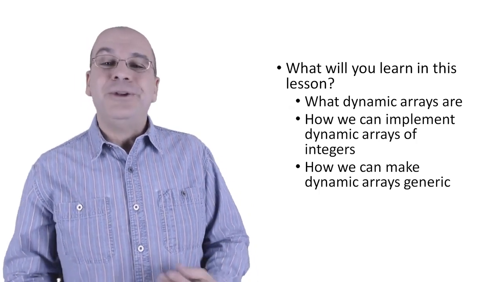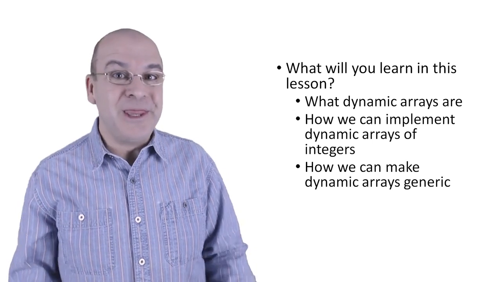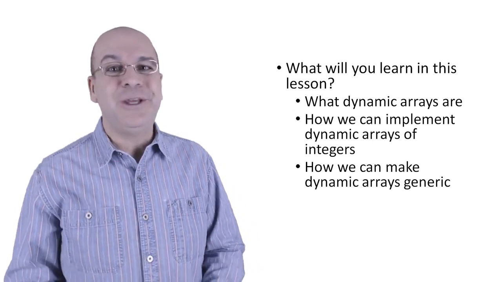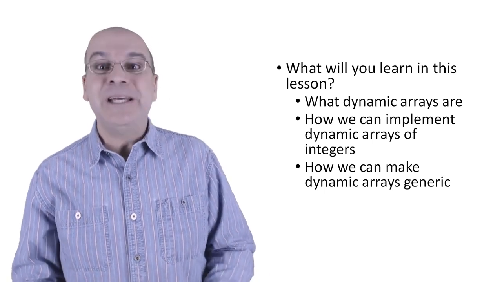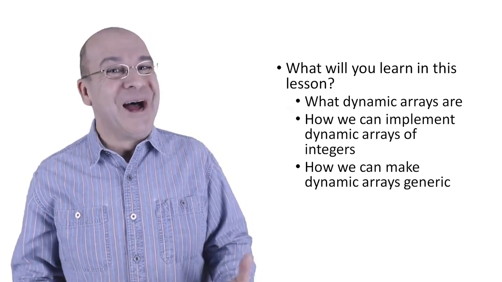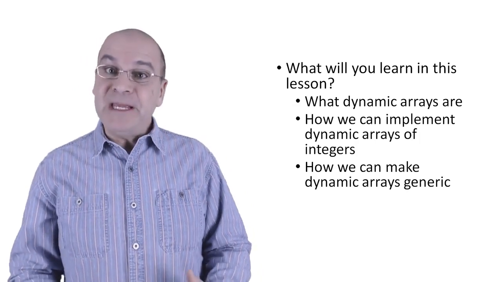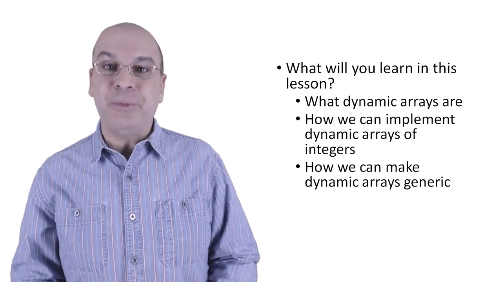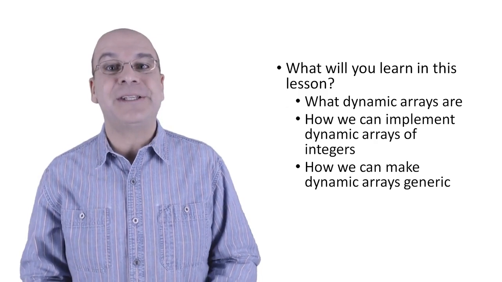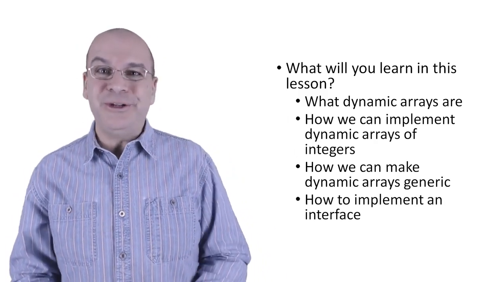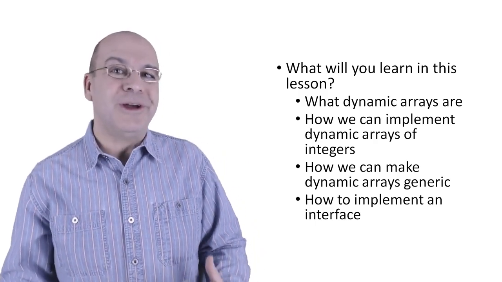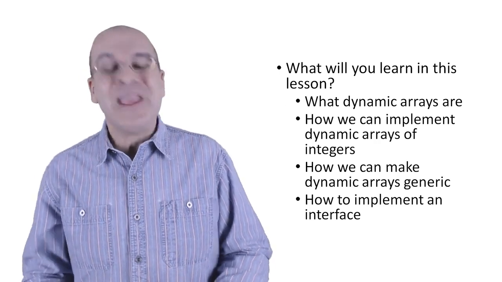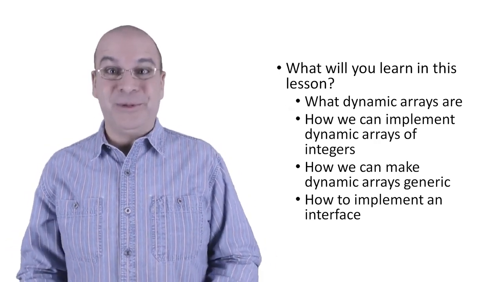generic. And doing generics is a very common thing because all of the collection classes in the system collections generics namespace are in fact generics. So that means we'll be able to store any data type we want in our dynamic array instead of ints. And then finally, because we actually need to do something called implement an interface to have an ordered generic dynamic array, we will learn how we can implement an interface.